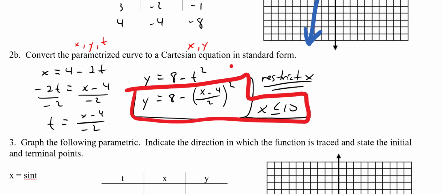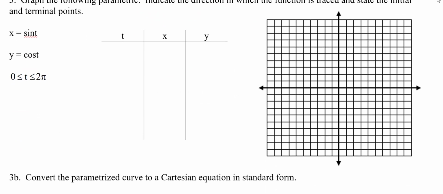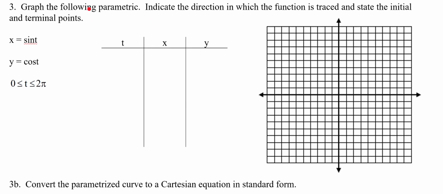Okay, cool. I got 2 more to do here. So this one is graph the following parametric. Same thing. We're going to pick some values. Now it's a trig, so we like trig. We just learned trig. We just got done with our final exam, so you guys better know your trig. And t is between 0 and 2 pi. So we're going to pick 0 and pi over 2, and pi, and 3 pi over 2, and 2 pi.